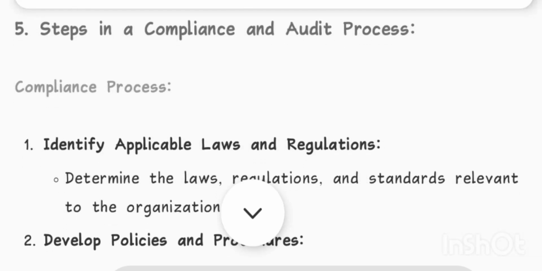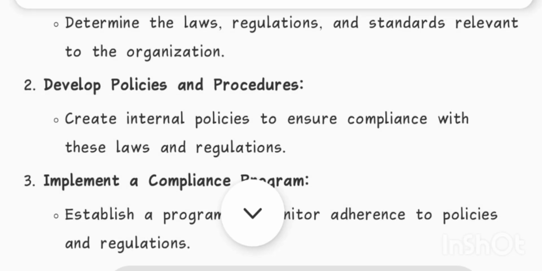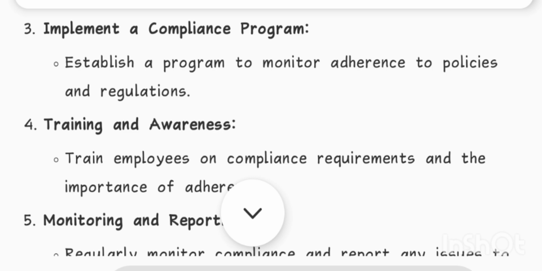Steps in a compliance and audit process. 1. Identify applicable laws and regulations. Determine the laws, regulations, and standards relevant to the organization. 2. Develop policies and procedures. Create internal policies to ensure compliance with these laws and regulations. 3. Implement a compliance program. Establish a program to monitor adherence to policies and regulations.